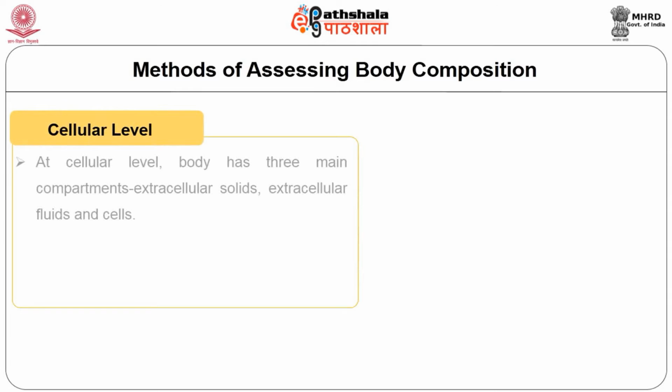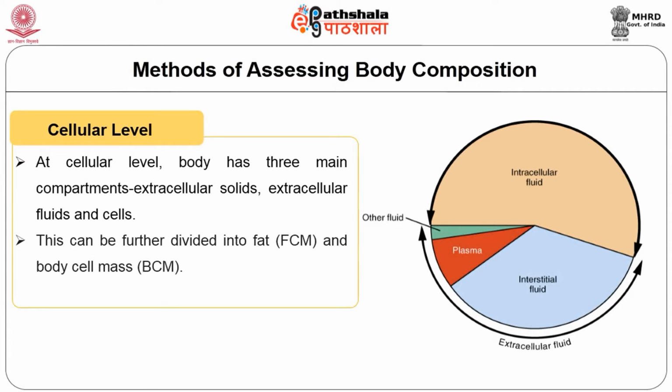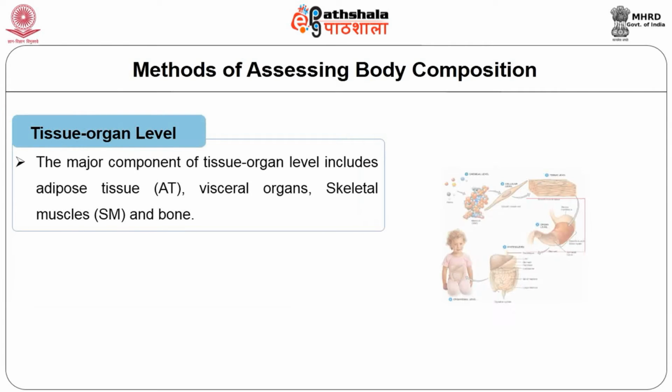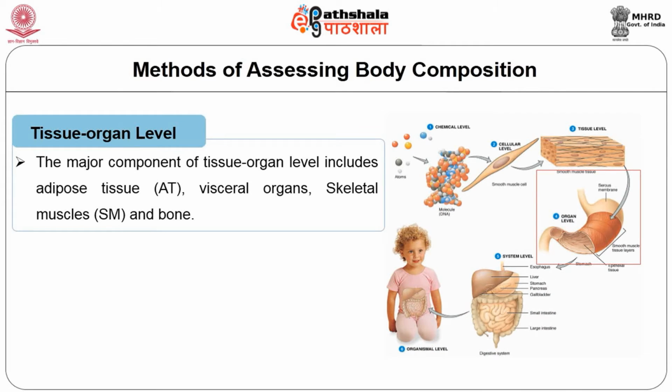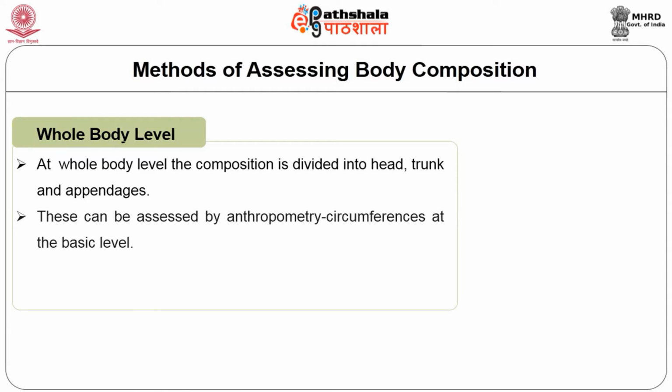At the cellular level, the body has three main components: extracellular fluids, extracellular solids and cells. This can be further divided into fat and fat free mass, and body cell mass. Fat and lipid are often interchangeable. The major components of the tissue organ level include adipose tissue, visceral mass, skeletal muscles and bone. At the whole body level, the composition is divided into three major parts: head, trunk and appendages, and these can be assessed by anthropometry and circumferences at the very basic level.